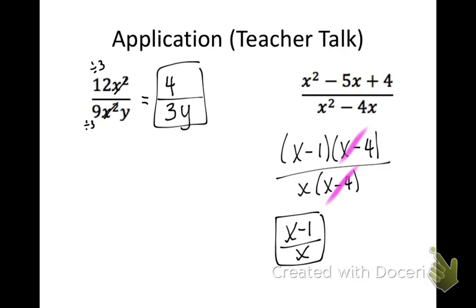Okay, for the first problem, I divided 12 and 9 by 3, so I got 4 over 3. My x's canceled out because I had the same thing on the top and the bottom. 2 minus 2 is just 0, so they canceled out, and my y's left on the bottom.